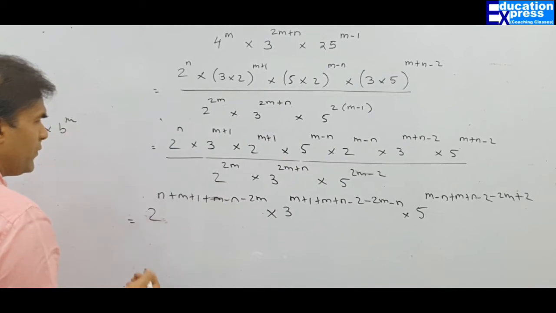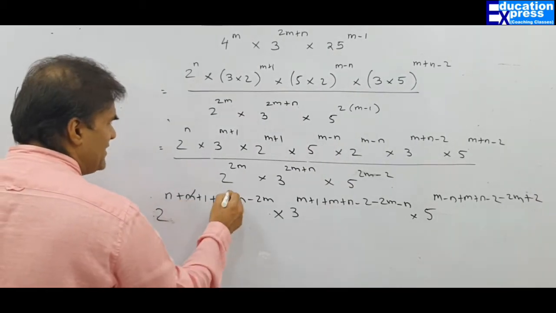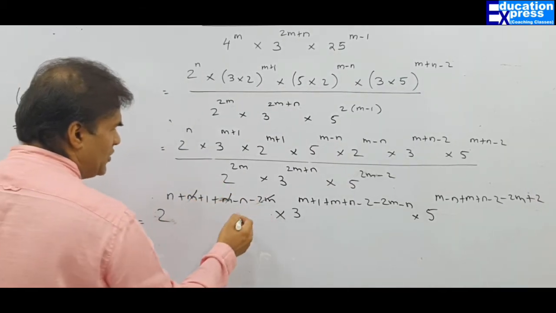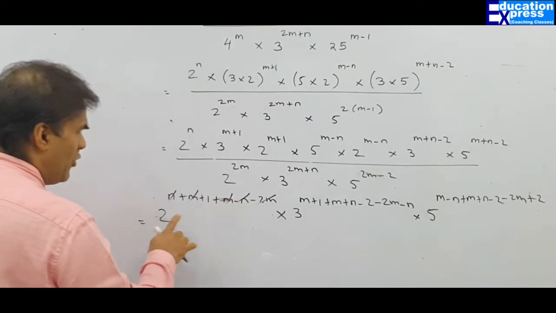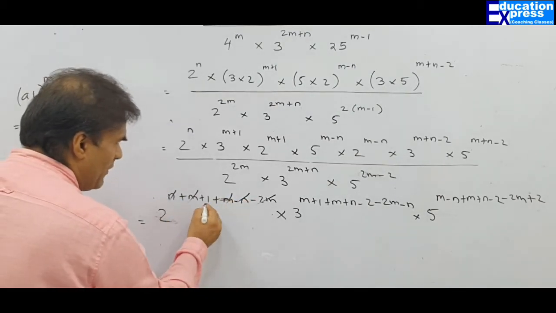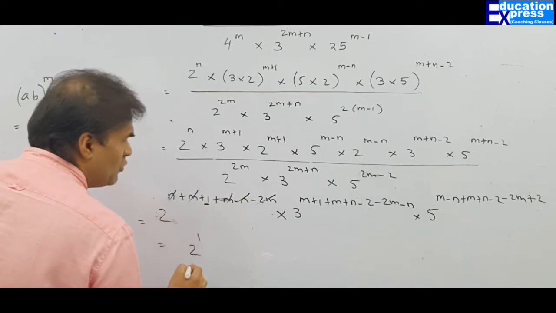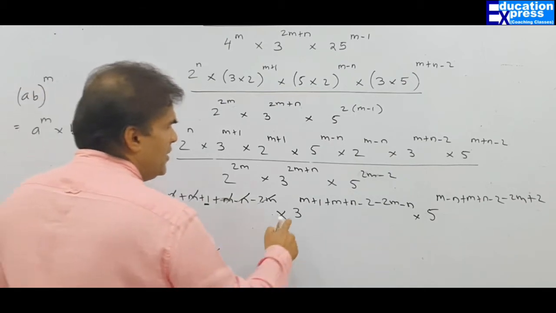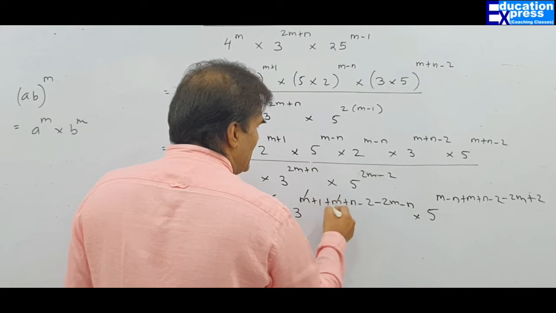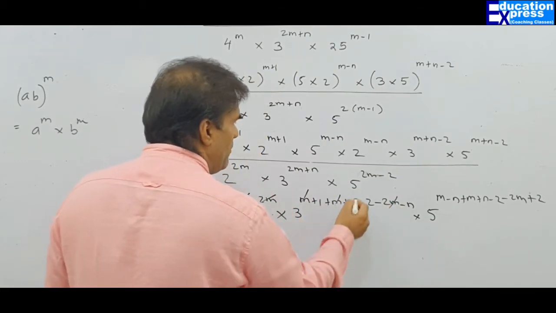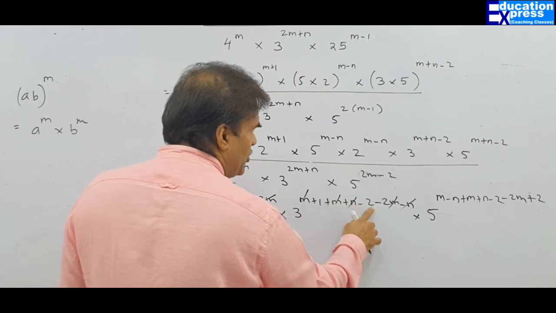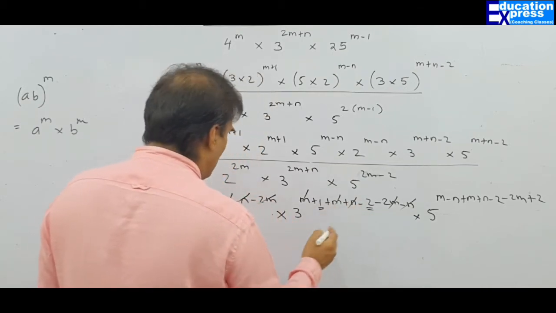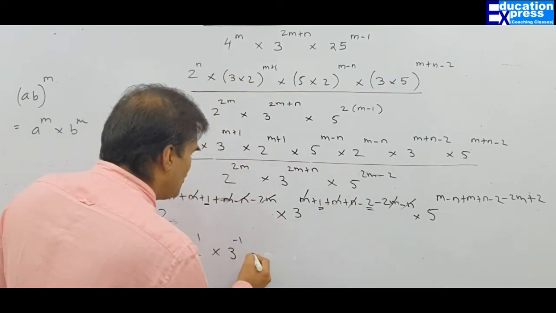Now let us see. If you notice, m plus n, 2m. 2m minus 2m, m is gone. Minus n and plus n gone. So 2 raised to 1. Multiply by, check out for this. m plus n, 2m minus 2m plus n minus n. What remains? So 1 minus 2. Check it out, 1 minus 2. That is 3 raised to minus 1.